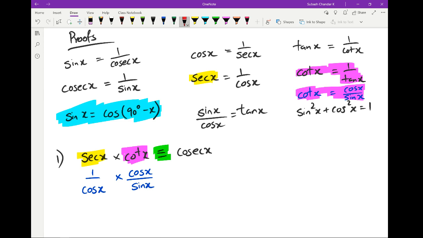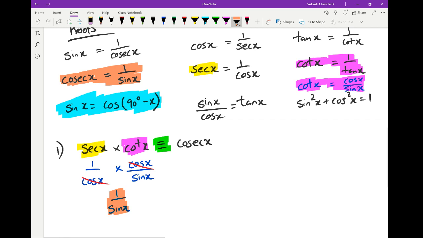Now you can see that the cos x cancel out each other, and you're left with just 1 over sine x. And if you go back to the proofs, we need to look at what 1 over sine x is equal to, and that's cosec x. So what we've done is we've actually proved that the left-hand side is equal to the right-hand side.